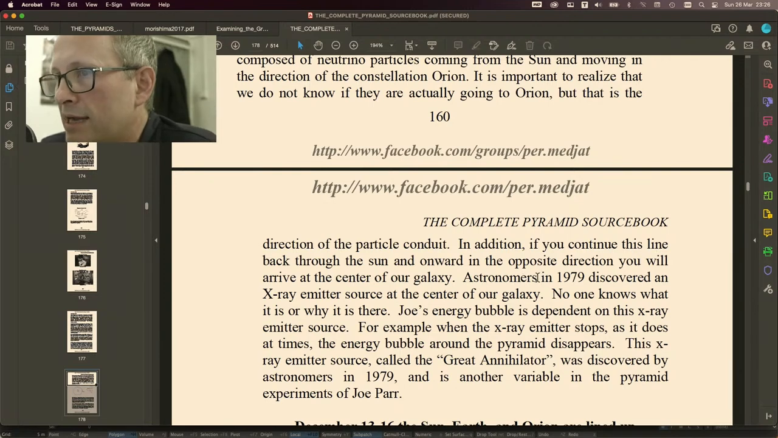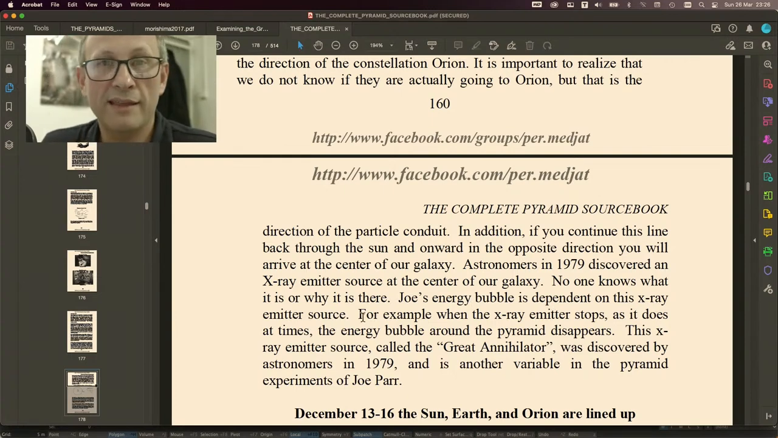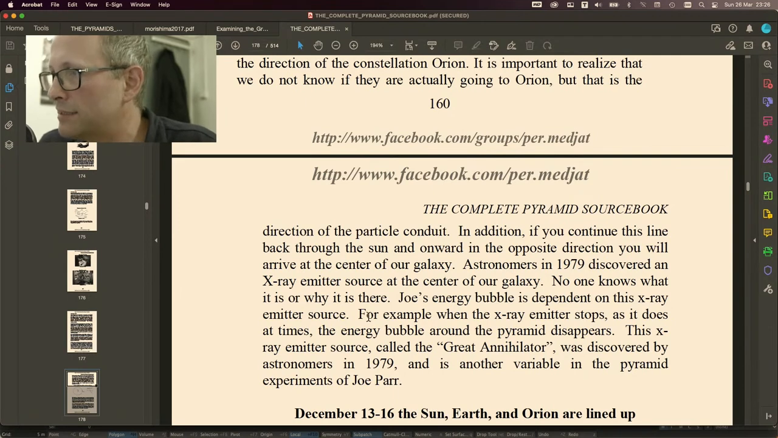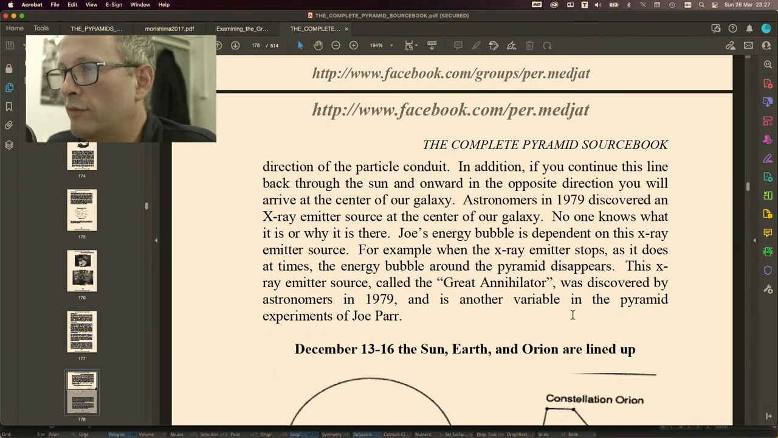Astronomers in 1979 discovered an X-ray emitter source at the center of our galaxy. No one knows what it is or why it is there. Joe's energy bubble is dependent on this X-ray emitter source. I've told you, X-rays are able to knock these structures off the poles of magnets, according to the findings of the Moscow nuclear physics research with Bogdanovich et al. For example, when the X-ray emitter stops, as it does at times, the energy bubble around the pyramid disappears. This X-ray emitter source, called the Great Annihilator, was discovered by astronomers in 1979 and is another variable in the pyramid experiments of Joe Parr.